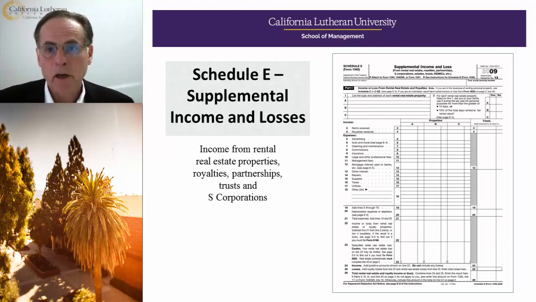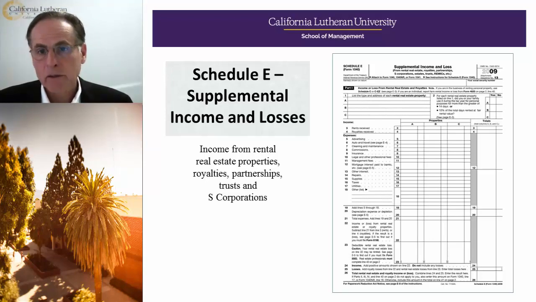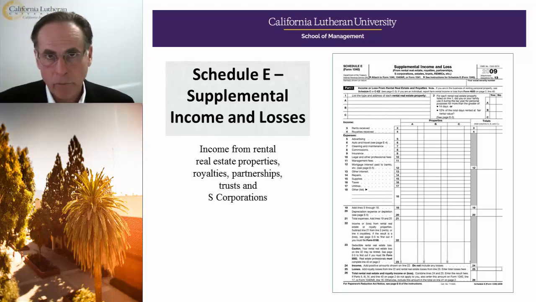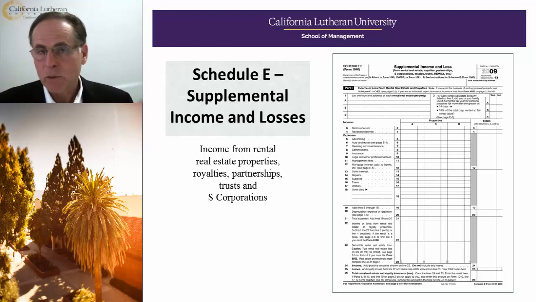Schedule E, supplemental income and losses. Now this is where income from rental real estate properties, royalties, partnerships, trusts, and S corporations gets reported. So you see something here again. It's that check and balance to make sure you're accounting for all the different assets. So again, Form 1040 with the schedules is a very, very valuable source of information. You have to be collecting that. You want to be going through that. You want to be matching that up with the other statements that you've been collecting.